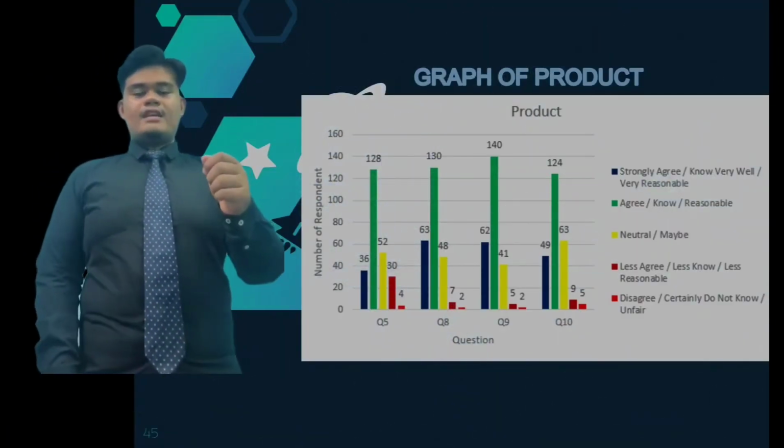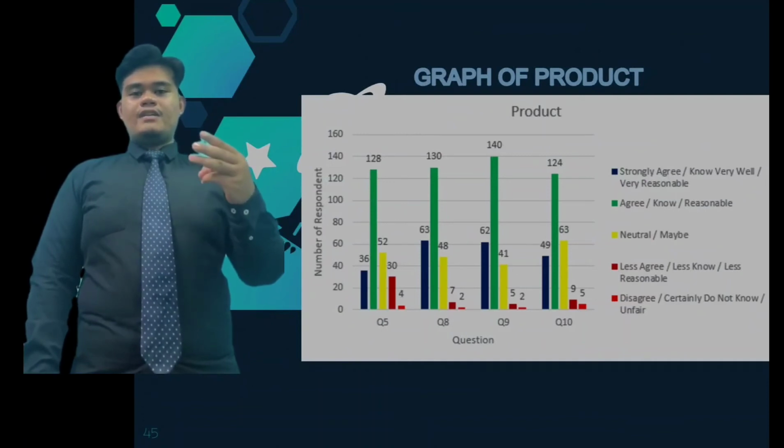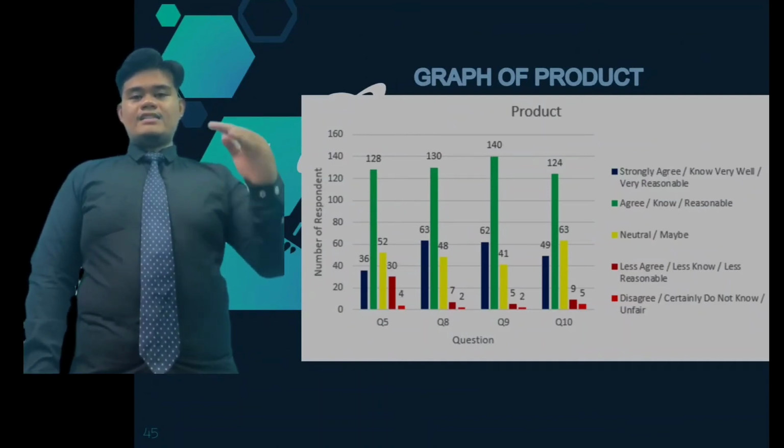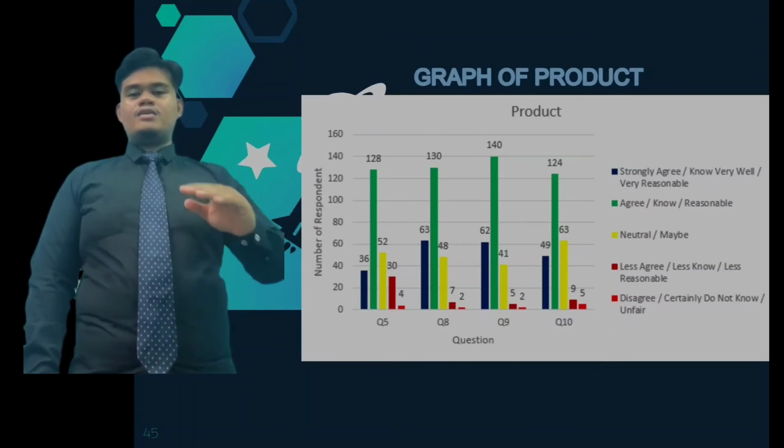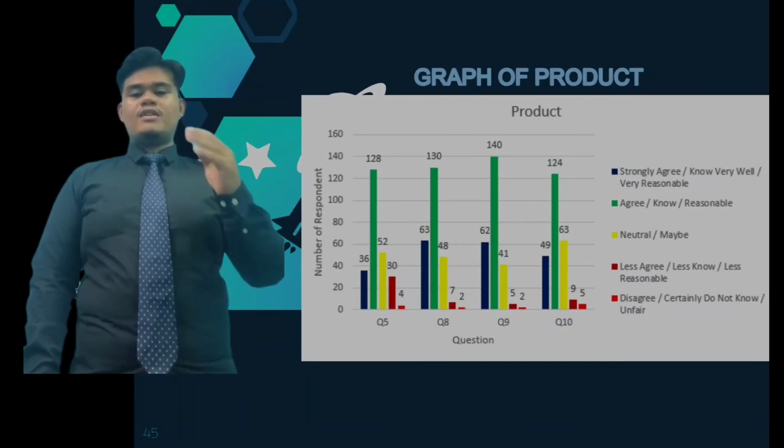So the next phase is product for objective 3. For the first question, the highest number of respondents who selected no was 128, and the lowest who responded certainly do not know was 4.